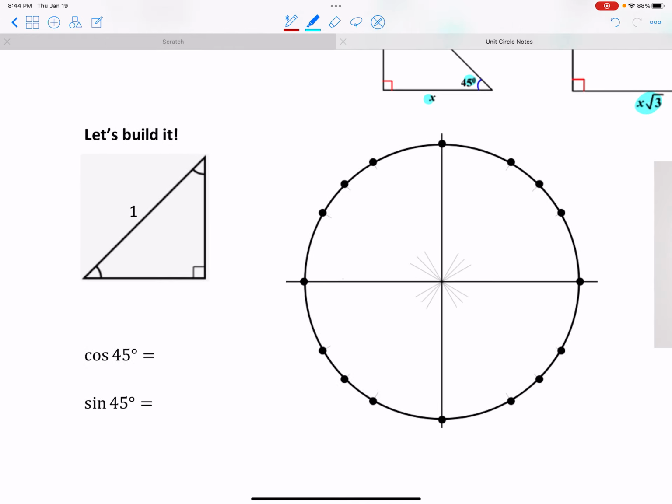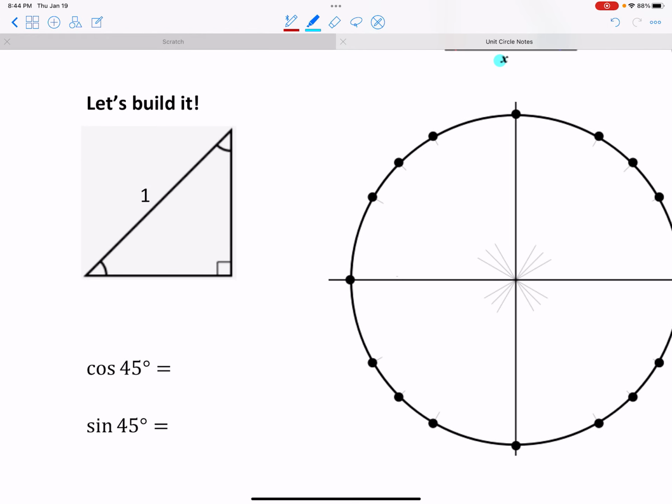So let's look at, again, a special right triangle here. In this case, these markings tell us these angles are equal. So this is a 45, 45, 90 triangle that has a hypotenuse of 1. So we should be able to find the missing sides using our patterns, right?